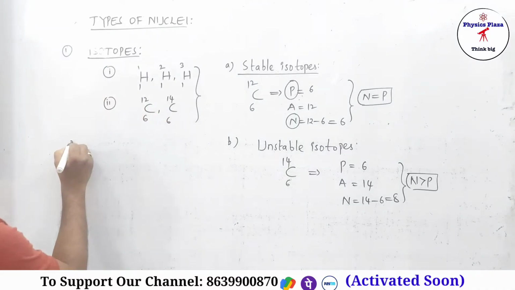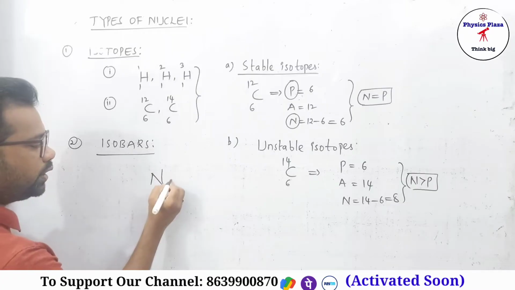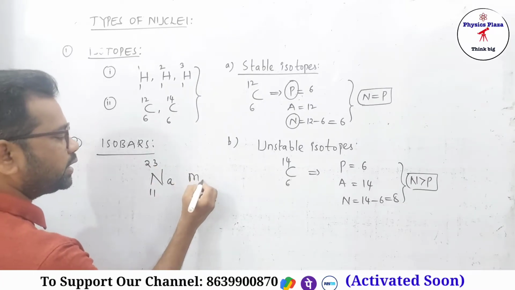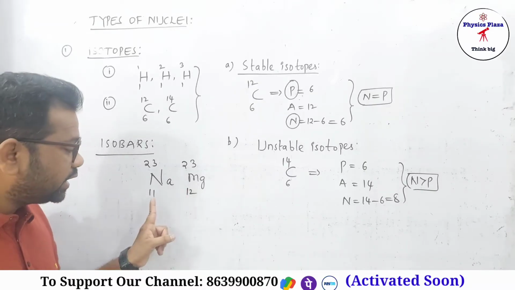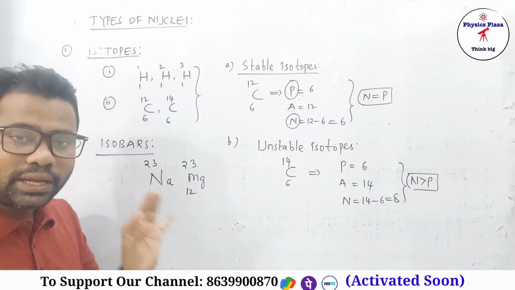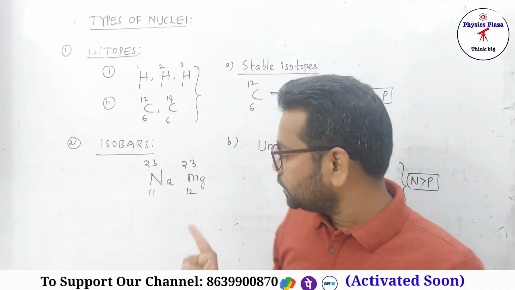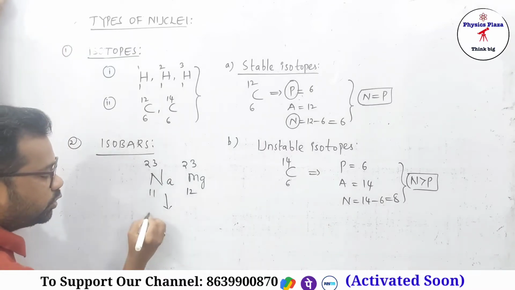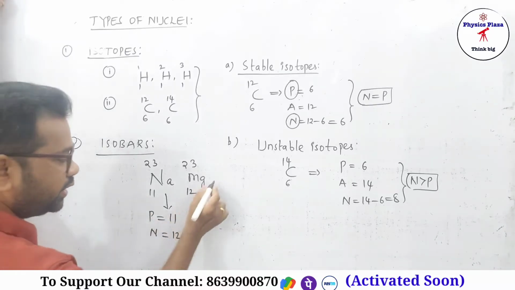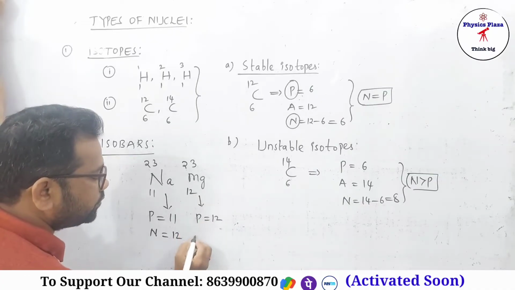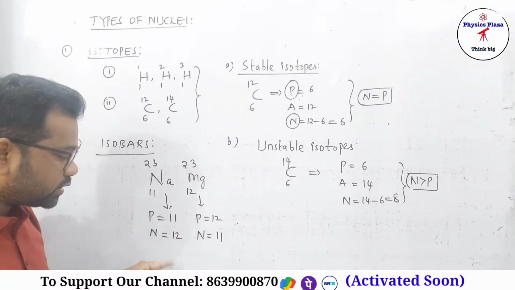Okay, fine. Now children, the next one is isobars. Look here: sodium 11, 23 and magnesium 12, 23. Here the atoms have different atomic numbers but the same mass number. Children, again I repeat, atoms with different atomic numbers but the same mass number are called isobars. Actually, one more specialty is there, children. Look here. In this, the number of protons is 11 and the number of neutrons is 23 minus 11, that is 12. In this case, the number of protons is 12 and the number of neutrons is 23 minus 12, that is 11.